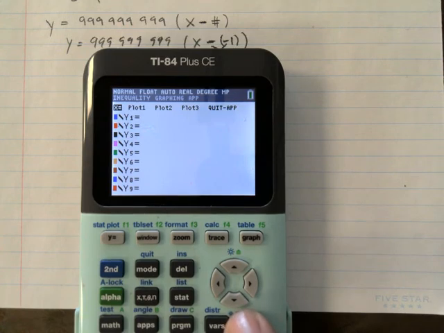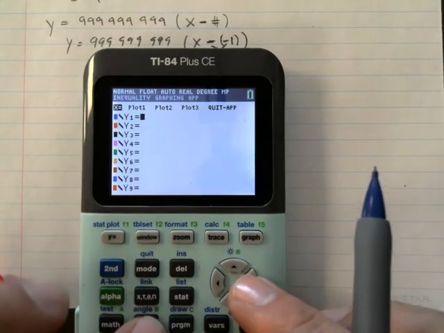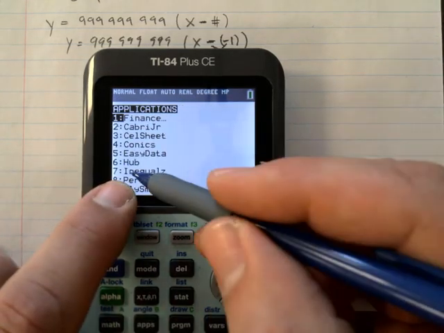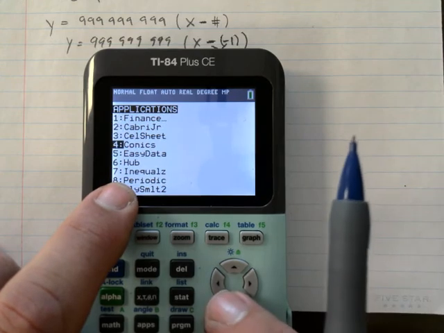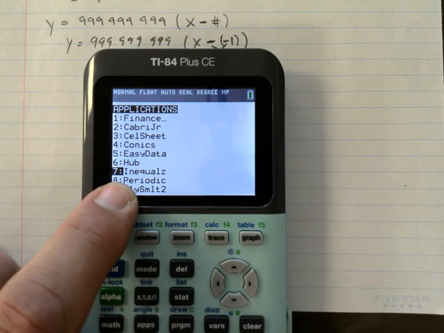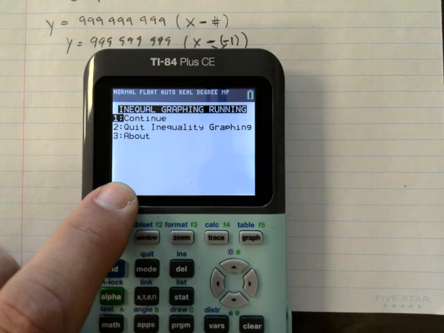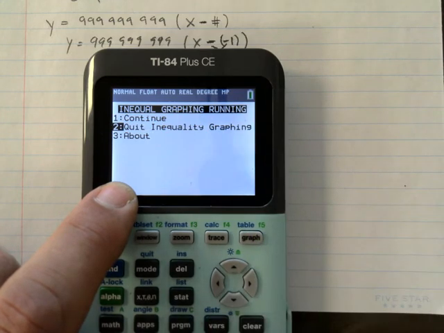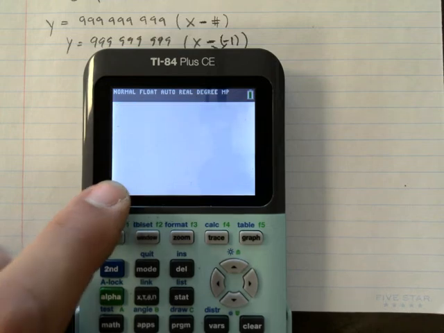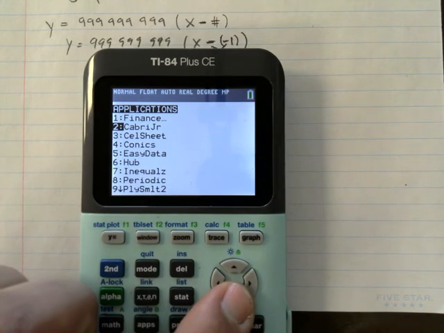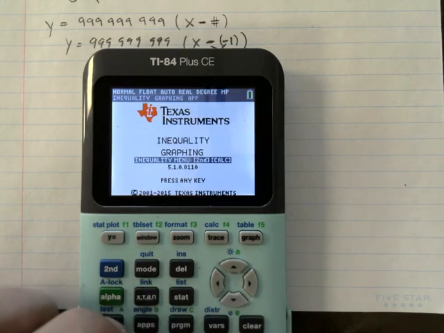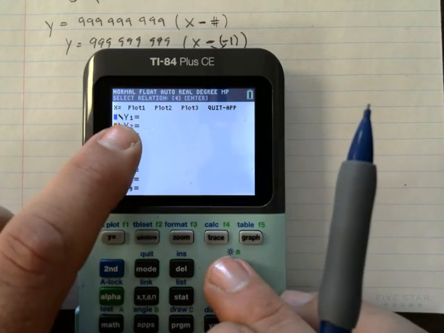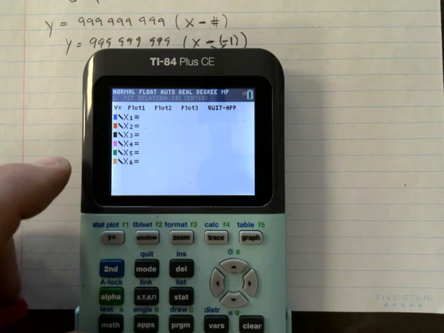Okay, for this to work, you need to go to apps and you need to go to inequalities, and you need to turn that on. For me, I have it on already, so I can just continue. But if you don't want it, you quit, or else it will kind of mess things up. So again, apps, inequalities, you just hit enter. And if you want X, you just type that.